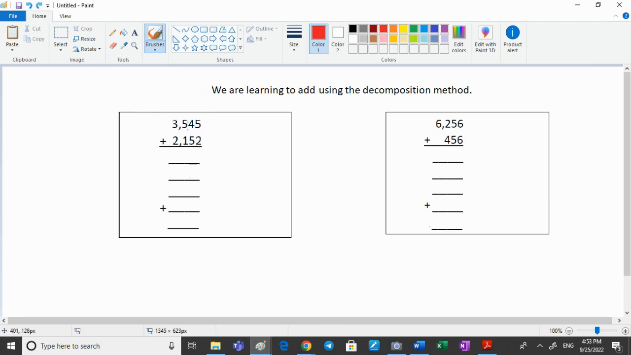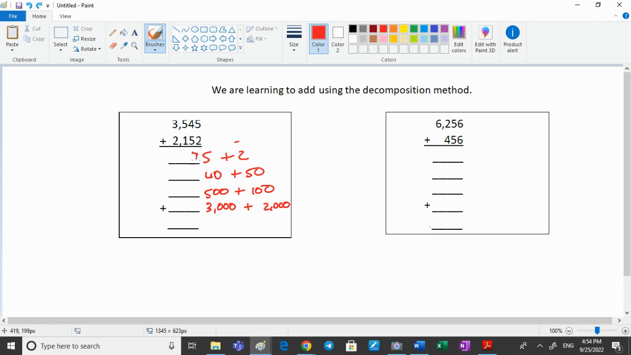We're adding ones, tens, hundreds, and thousands, so we need extra lines here for that. We've got 5 ones plus 2 ones, 4 tens plus 5 tens, well, it's 40 plus 50, 5 hundreds plus 100, 500 plus 100. We have 3,000 here and 2,000 there. Again, it's not 3 and 2, it's 3,000, it's in the thousands place. So make sure you're reflecting that in your work.